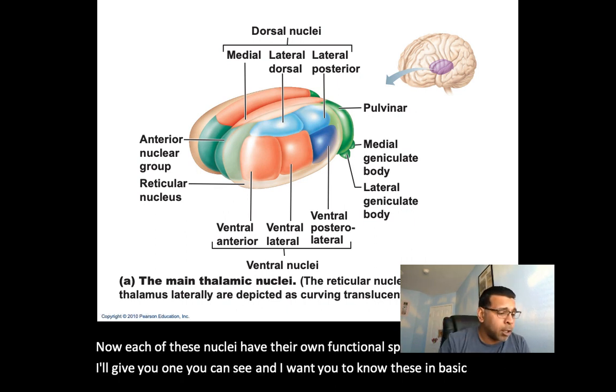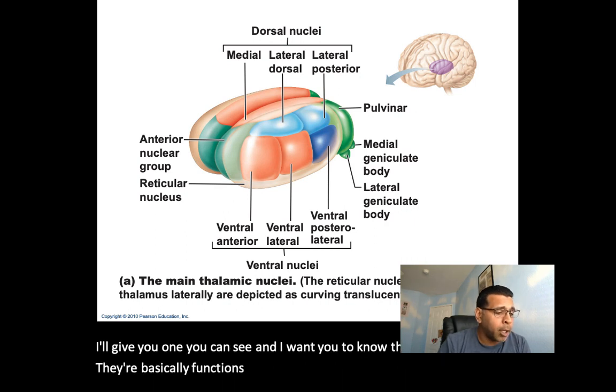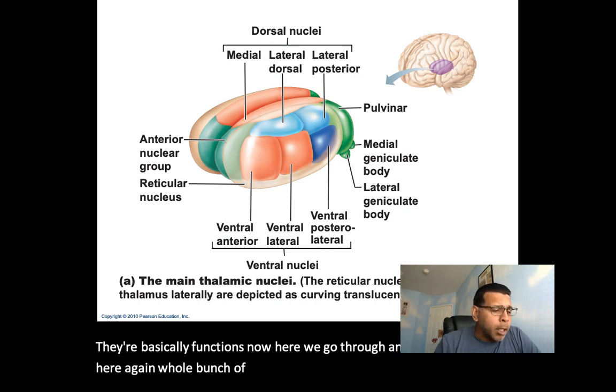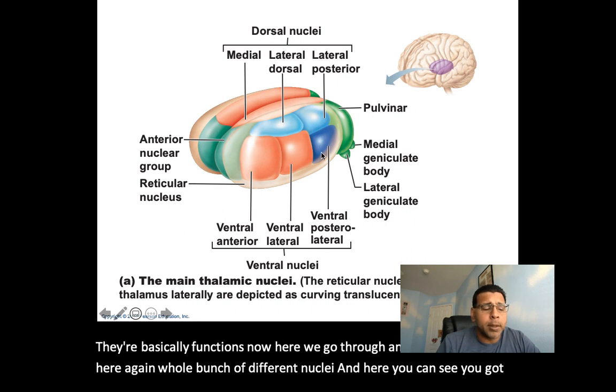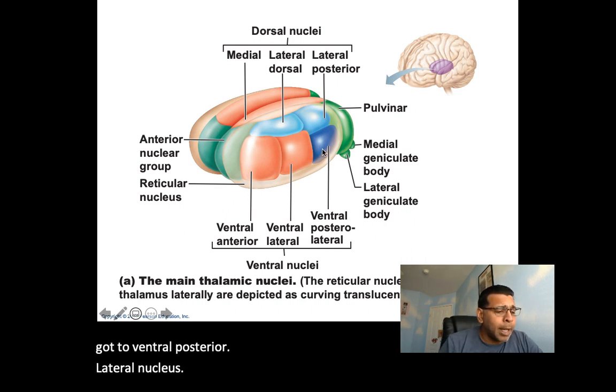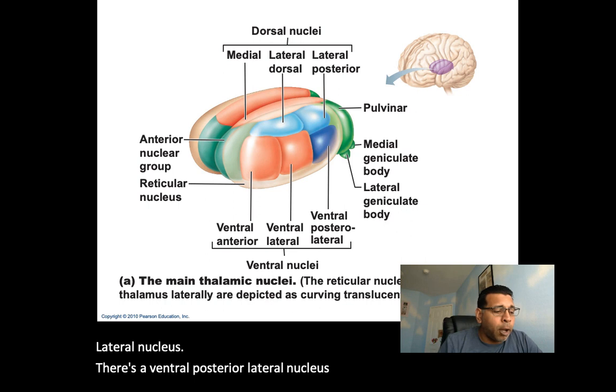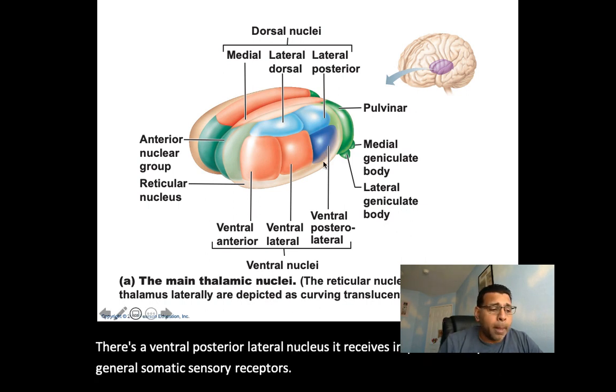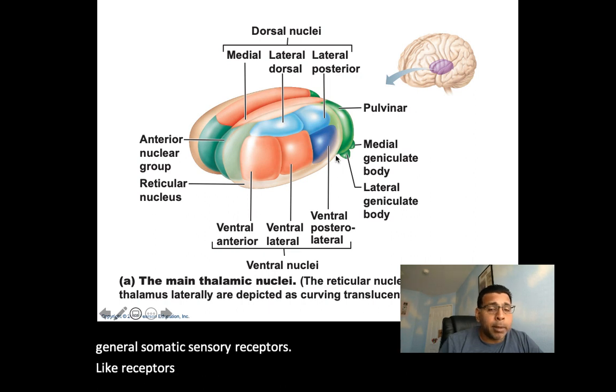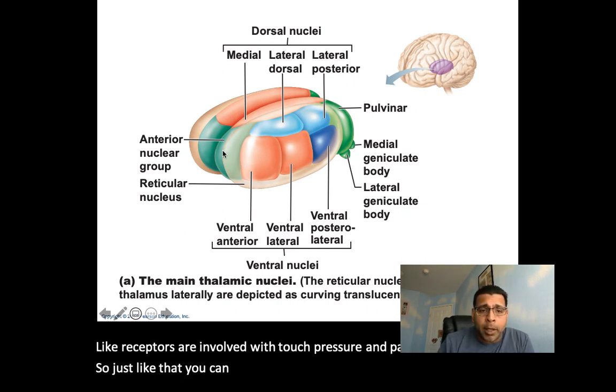They're basically functions. When we go through and talk, we can see again a whole bunch of different nuclei. Here you can see the ventral posterior lateral nucleus. This ventral posterior lateral nucleus receives impulses from your general somatic sensory receptors, like receptors that are involved with touch, pressure, and pain. So just like that, you can see each of these is going to have its own functional specialty.